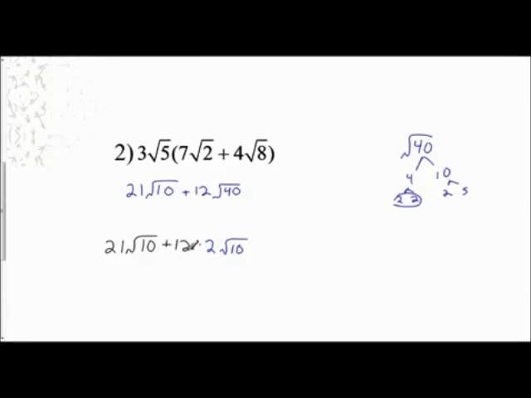And so then I go from here. 12 and 2 is 24, so 24 square root of 10. And I have 21 square root of 10. I have the same exact root, the same exact value inside the root, so I can combine them together. 21 plus 24 is 45, so you have 45 radical 10.